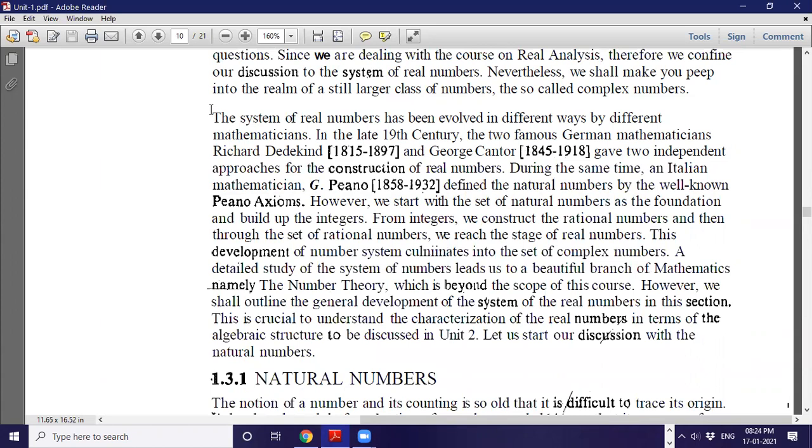Now, the system of real numbers has evolved in different ways by different mathematicians. Some history facts: German mathematicians Richard Dedekind and George Cantor gave two independent approaches for the construction of real numbers. At the same time, an Italian mathematician known as G. Peano defined the natural numbers by the well-known Peano axioms. So these are some mathematicians who tried to define the real number systems.